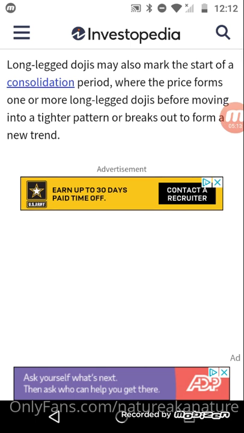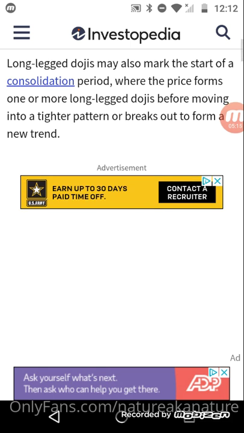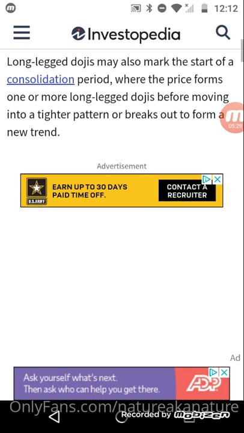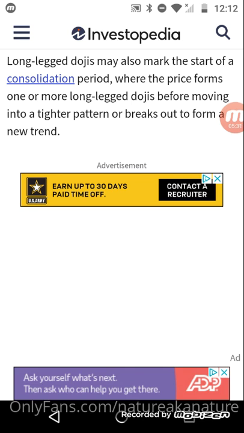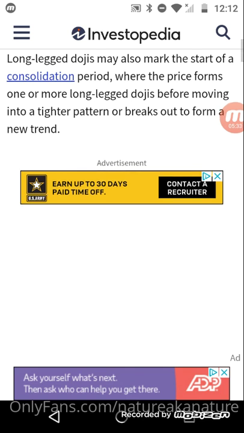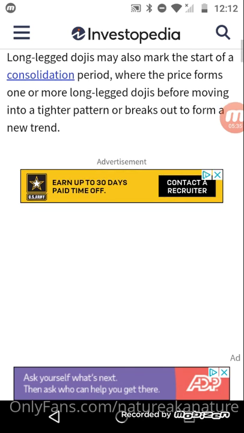It might be consolidating for a period of time before it goes up or back down. So when you see a long-legged doji, it is definitely the start of a consolidation period, and it won't form just one time. It'll form one, two, three times. You'll see long-legged dojis and think it's going up and down, but if it's not making an uptrend or a downtrend, it's not really doing anything. It's just going up and down.